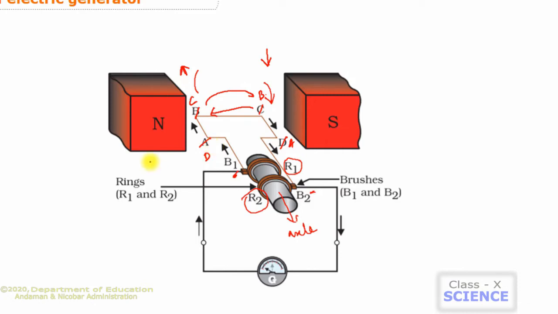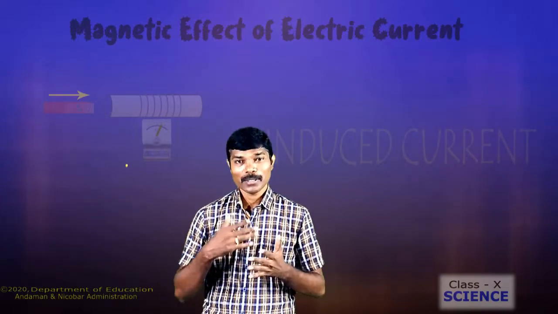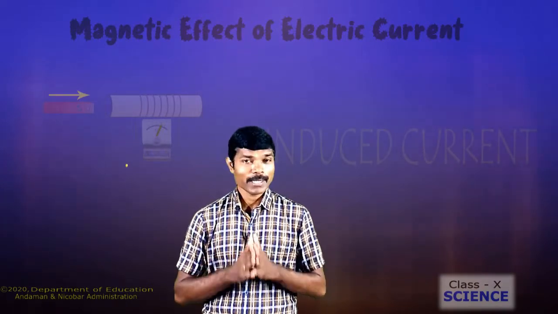We have already studied the split-ring in the electric motor. The main purpose of the split-ring is that it acts as a commutator, right? Here in the electric generator also, the purpose of the split-ring remains the same. So I believe you understood the principle and working of the electric generator.